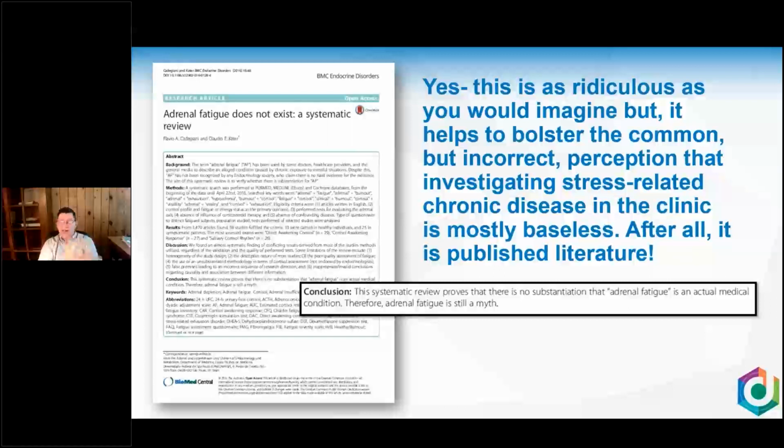And I put it here, yes, this is as ridiculous as you would imagine, but when you have published literature like this, it does bolster this idea that a clinician can go online, type this into PubMed, find this out, and say, see here, your ideas are totally bogus. And you can see the conclusion. It says, this systematic review proves that there is no substantiation that adrenal fatigue is an actual medical condition. Of course it's not. Therefore, adrenal fatigue is still a myth. And it's like, somehow that was some wonderful conclusion that they had.